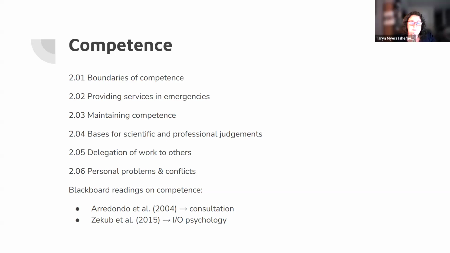And then personal problems and conflicts, basically not letting those get in the way. A lot of the spillover stuff we were just talking about, right? Getting your own support and care when you need it. There are two great Blackboard readings about consultation and competence because that's more of a fuzzy area. And I think it's an area where a lot of applied folks will end up going in the next few years. So worth reading for sure.